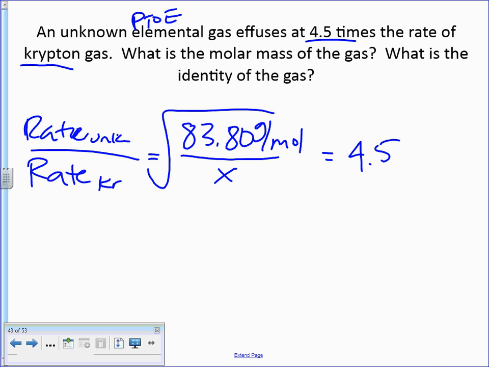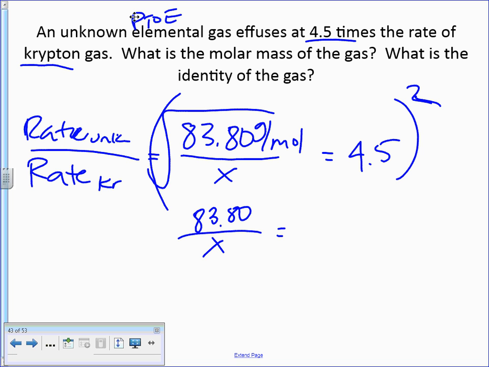Okay, so really what we're looking at is the square root of 83.8 over X equals 4.5. How do we mathematically solve this? Square everything. That's a 2. So then we get 83.8 over X equals, what's 4.5 squared? Oh, 20.25. Okay, then how do I solve for X? Multiply by 83.8? No. Let's go baby steps, guys.